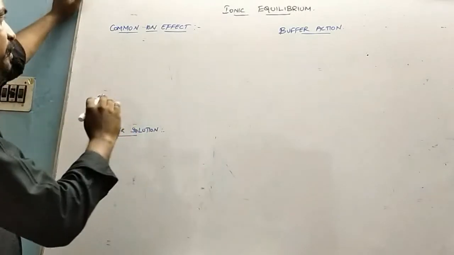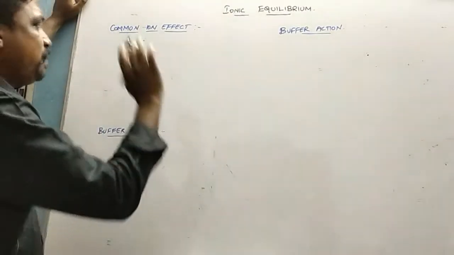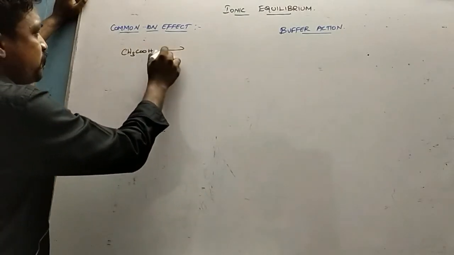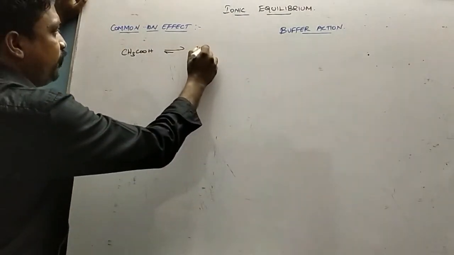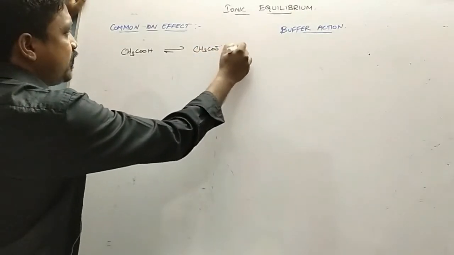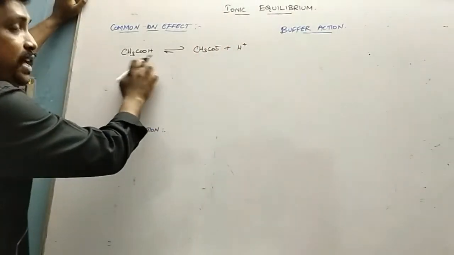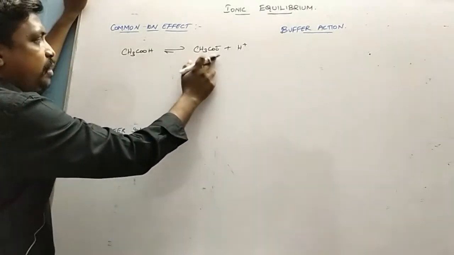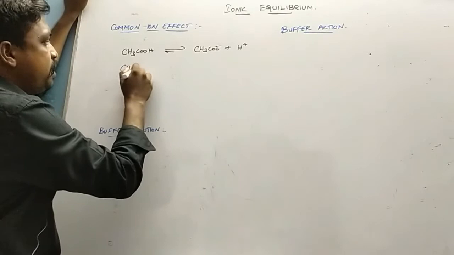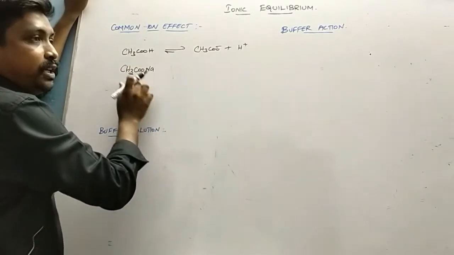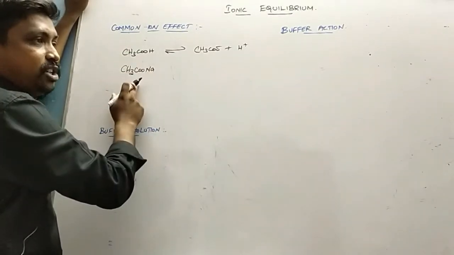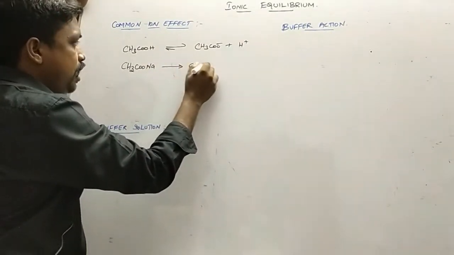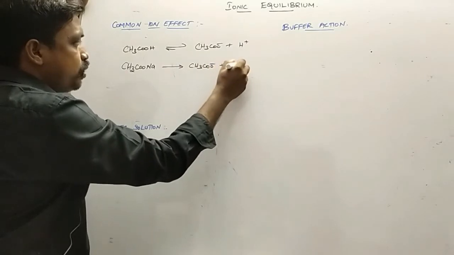What is common ion effect? Consider a weak acid or a weak base. Any weak substance. For example, consider acetic acid. So a weak substance partially dissociates. So it will form acetate ion and H plus ion. Weak acid, its conjugate base will be a strong one. Suppose if I am adding sodium acetate to this compound, it is a strong salt. Salt of the weak acid is very strong one. So it completely dissociates and gives acetate ions and Na plus sodium ion.